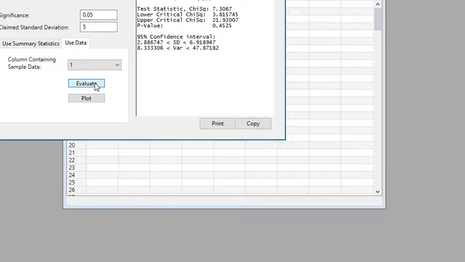So in this case, we get a p-value of 0.4525. Carlene, should I accept, or I would fail to reject, or reject the null hypothesis? Good. Fail to reject. So we'll fail to reject H naught.